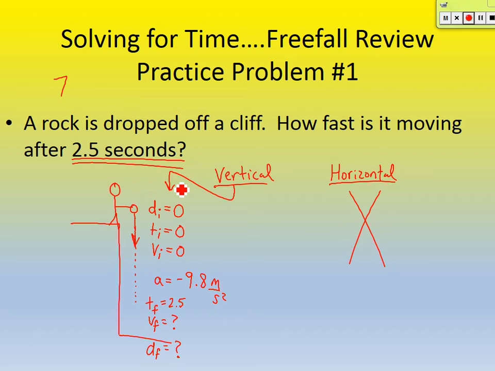So now what I like to do is circle what it's asking us to find. It says how fast. So if you're going to pick a variable to solve for, we want to know how fast it's going after 2.5 seconds. So that's its velocity final. Okay, now we've got to pick an equation.